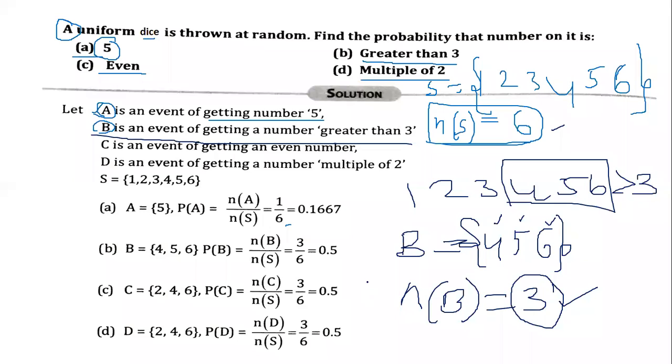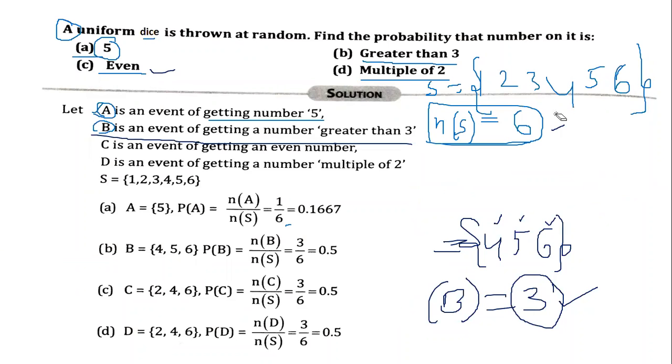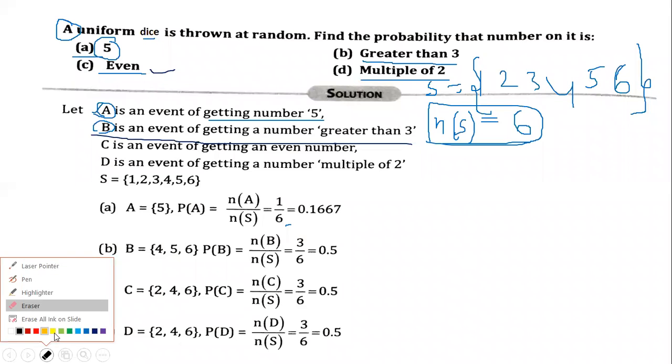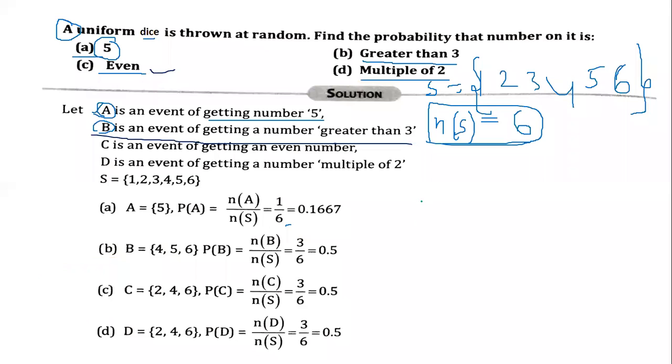Good. Now moving further, we have the third sub question, that is when we get even numbers. Out of 1 to 6, how many even numbers are there? We have to find out. How many even numbers are there? C is equal to 3 even numbers. Good. So what are the even numbers that we have?